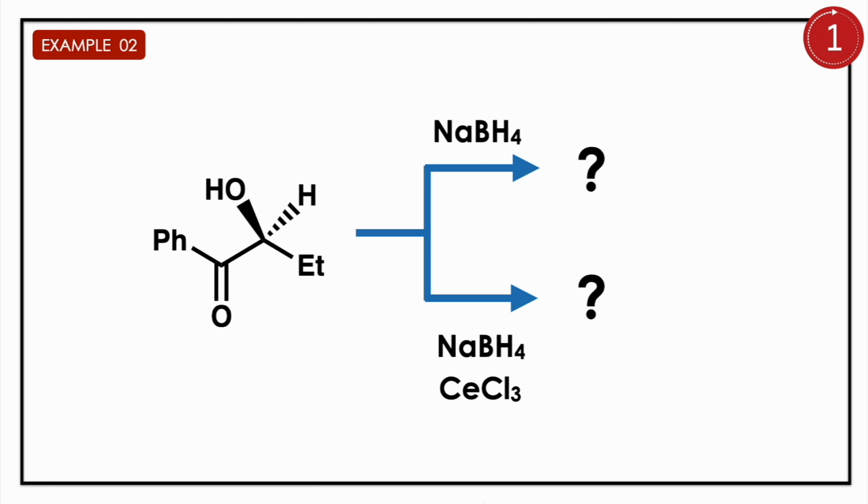Then the next example. Here you have a ketone. One side you have phenyl, another side you have a chiral carbon: OH, hydrogen, ethyl. OH is above the plane, hydrogen below the plane. You are using sodium borohydride in one reaction. In another reaction you are using sodium borohydride with cerium chloride. You should find what difference the reagents can make.